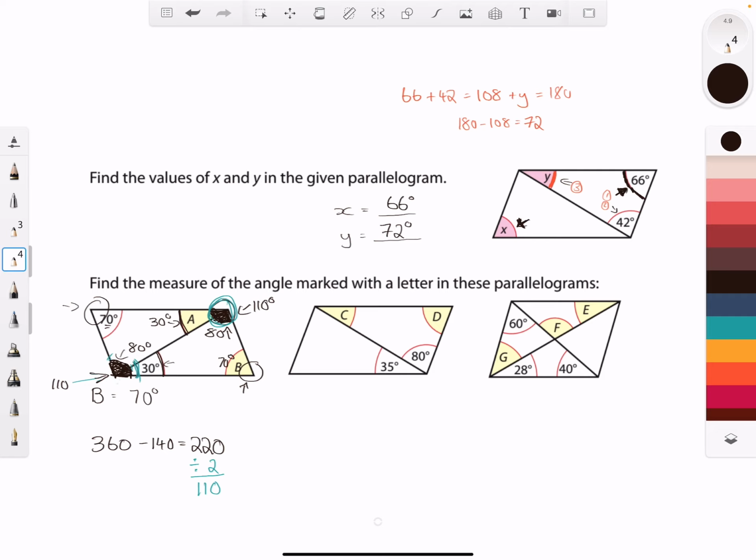And so that leads us on to the next question. Okay, let me draw a line down here. That leads us on to the next question. And we can figure out what C is. Because in the previous question, we figured out that if this angle here is 30 and A is also 30, well then if this is 35, this must also be 35.